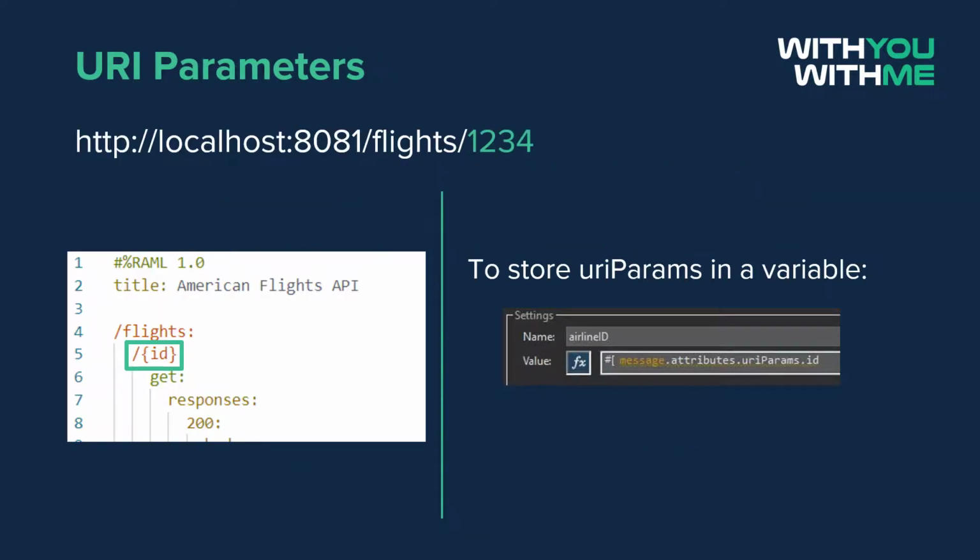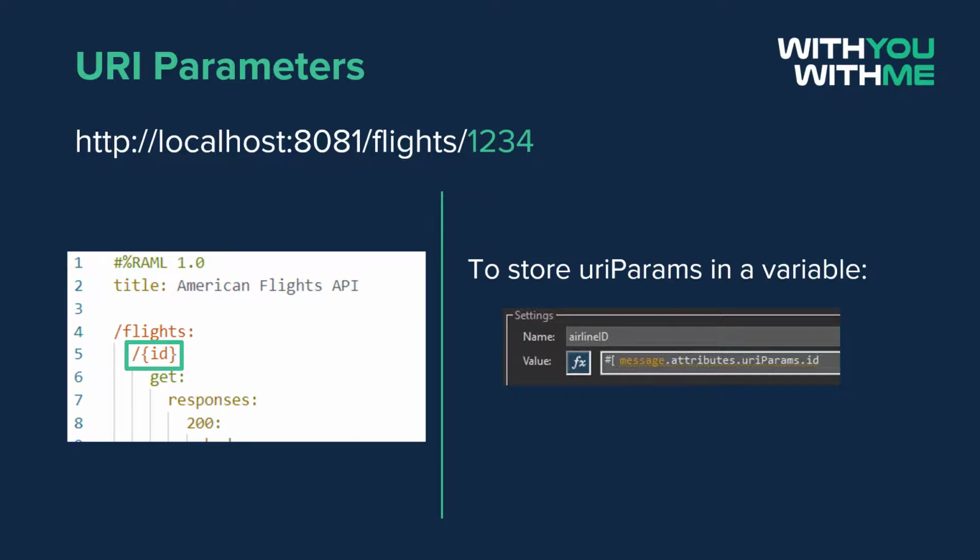We see a typical RAML file with content on the left. In the URI parameter example, we can create the start of the endpoint with /flights. Then the final part of the endpoint takes on the ID. Where the curly brackets exist, this is a placeholder for an ID field. In this case, it would be a flight ID.